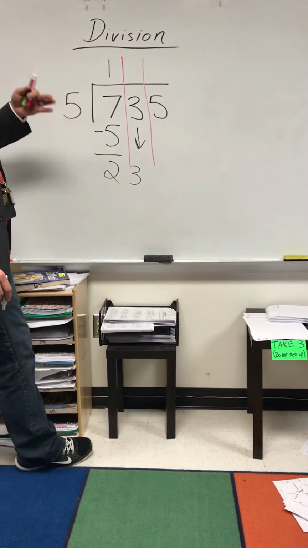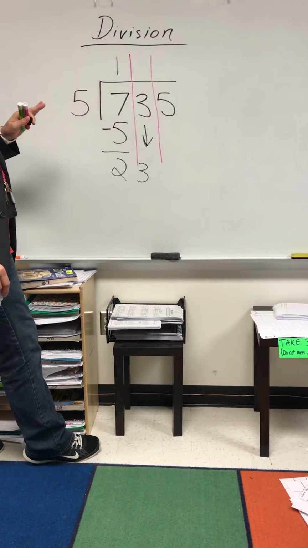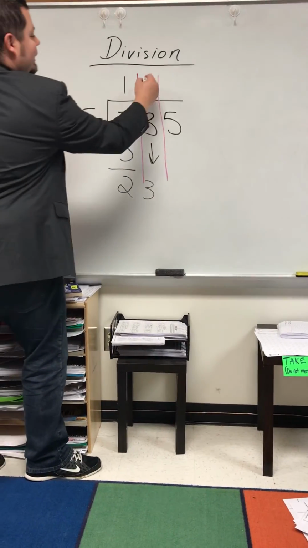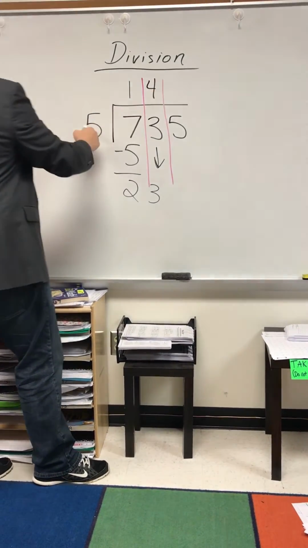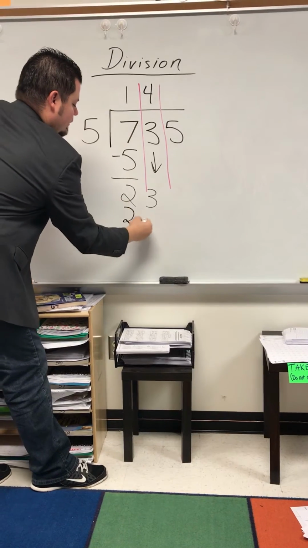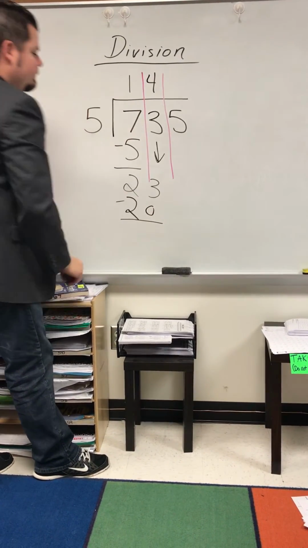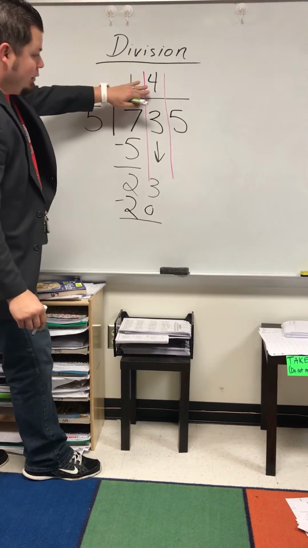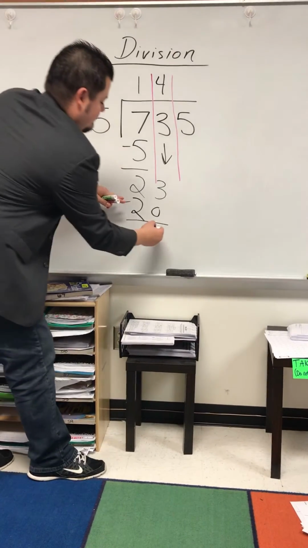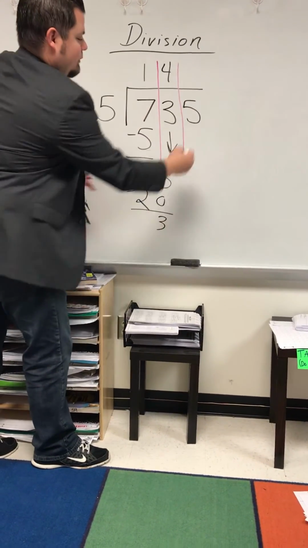I know 5, 10, 15, 20. 20 is my perfect number because it doesn't go too far. I know 4 times my 5 is 20. Okay, so once again, how many go in, subtract, drop.